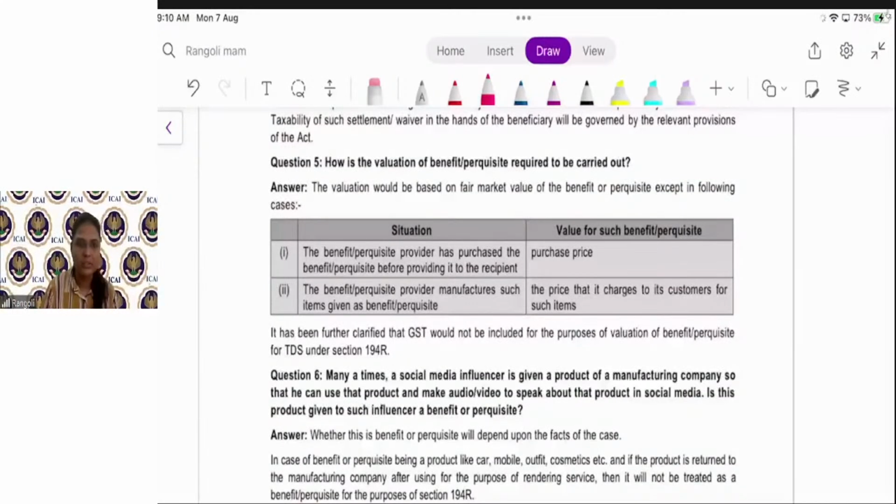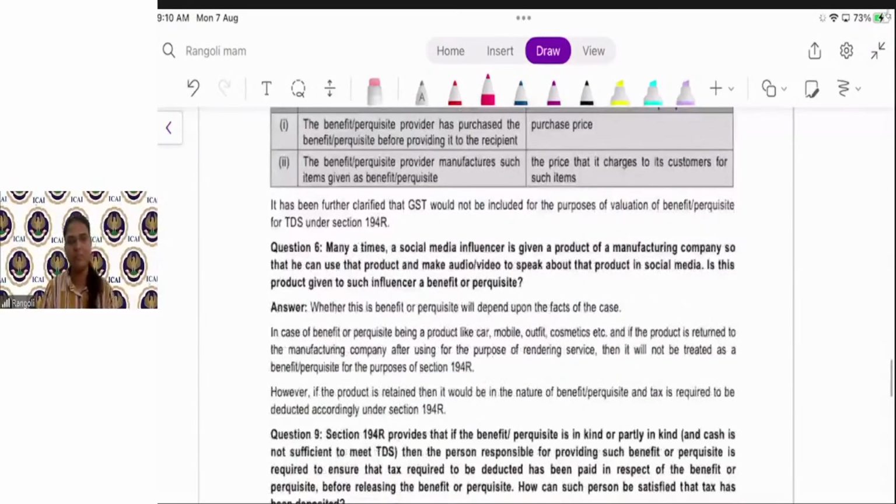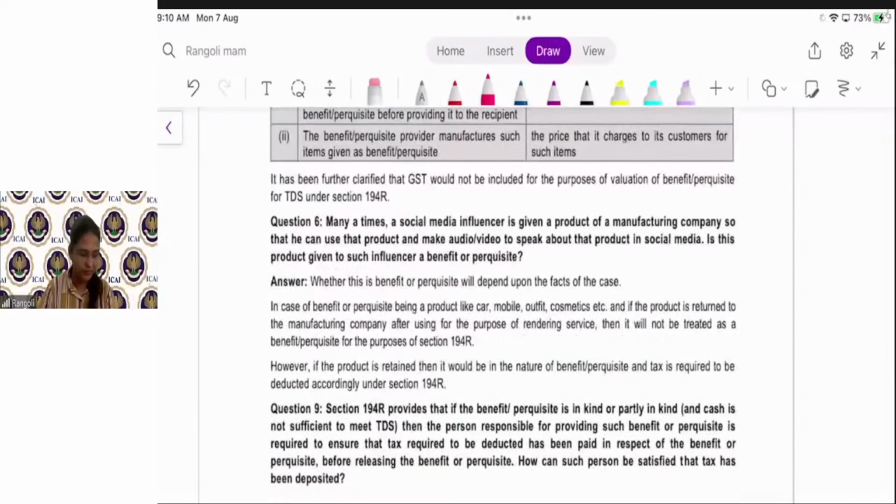Clear everyone? Up till now clear? Yes or no? Please answer, my dear friends. Otherwise, how will I know that you get my point? Yes or no?